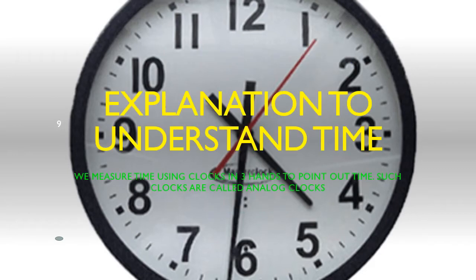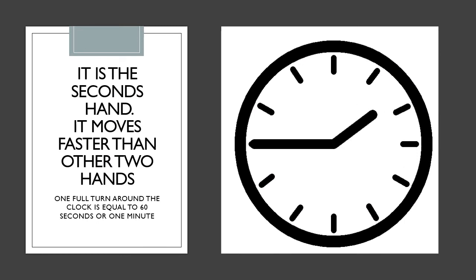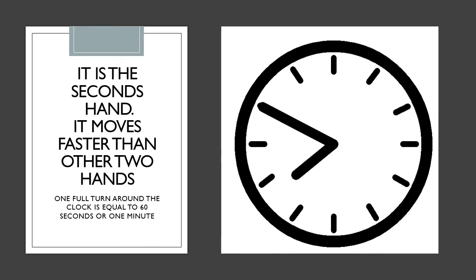Explanation to understand time. We measure time using a clock with three hands to point out the time. Such clocks are called analog clocks. And let's dive into the hands in the clocks.